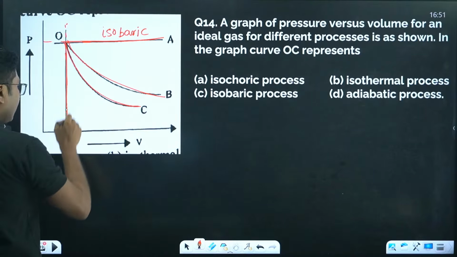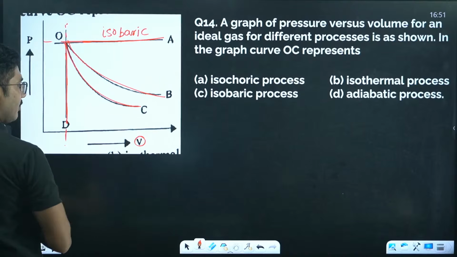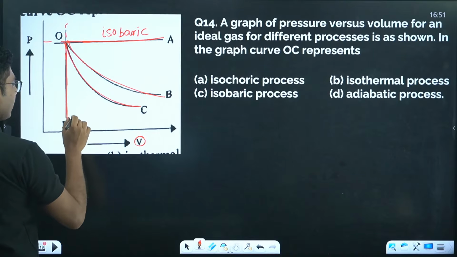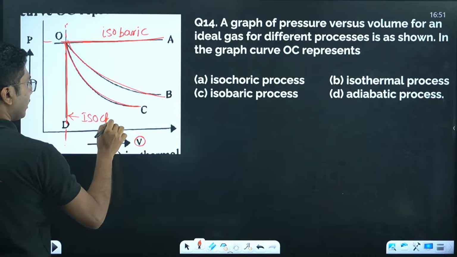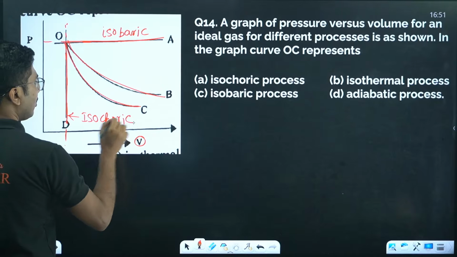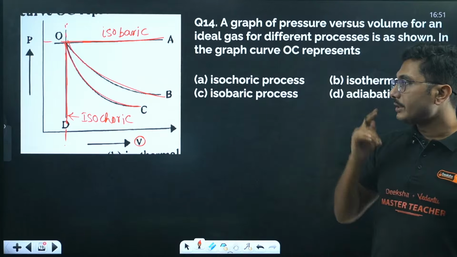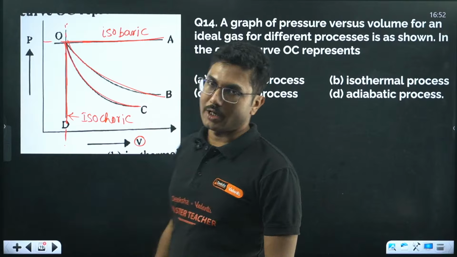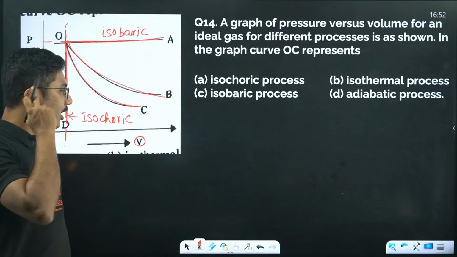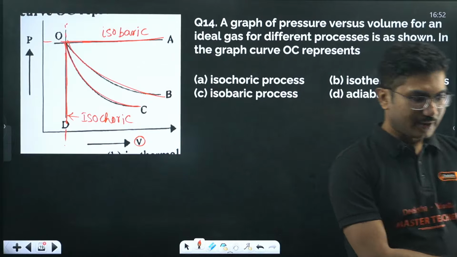Here the volume is constant. This is the volume axis, so here volume is constant. That means this is isochoric. Choric means volume. So this is isochoric, this is isobaric. Now you have to identify between these two graphs. I can tell you that one of them represents isothermal, and another one represents adiabatic. So this is the hint.